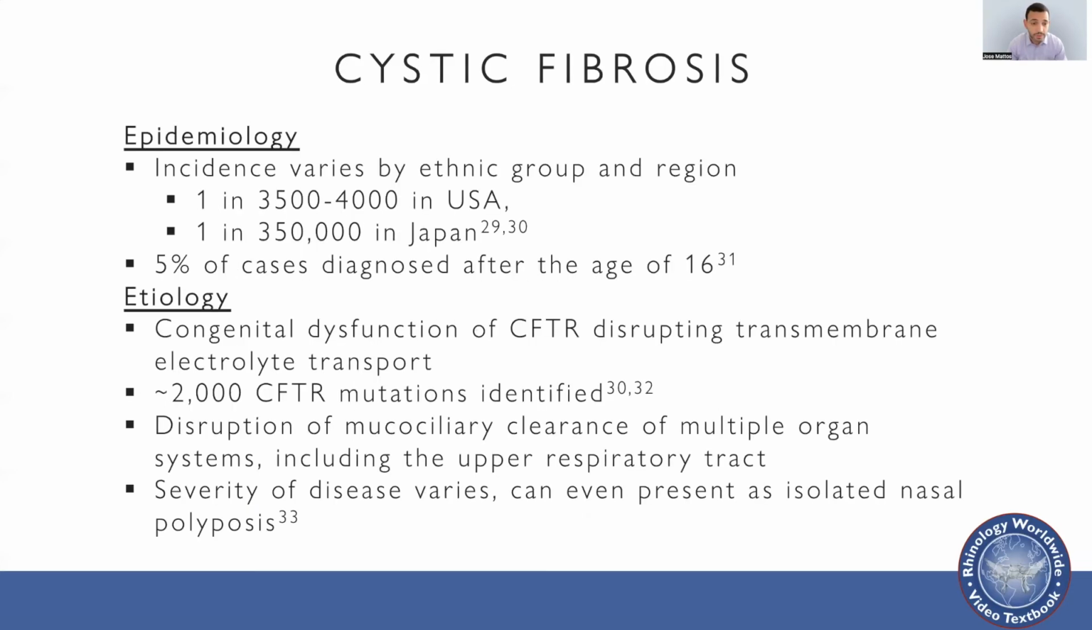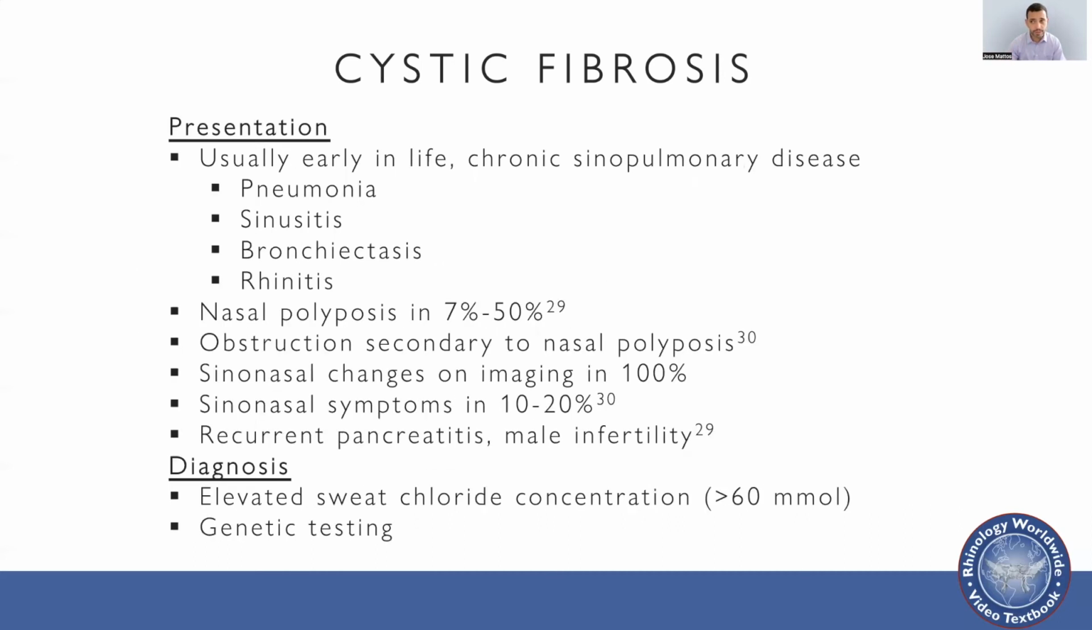Cystic fibrosis similarly can have sinonasal manifestations as well. This is a dysfunction of the CFTR gene that disrupts transmembrane electrolyte transport, leading to thickened secretions, and also in the sinus cavity can present with chronic sinusitis, nasal polyposis, thick nasal mucus, and chronic rhinitis. Typically, these patients present early in life with pneumonia, sinusitis, rhinitis, and bronchiectasis. Again, they can have sinonasal polyposis.